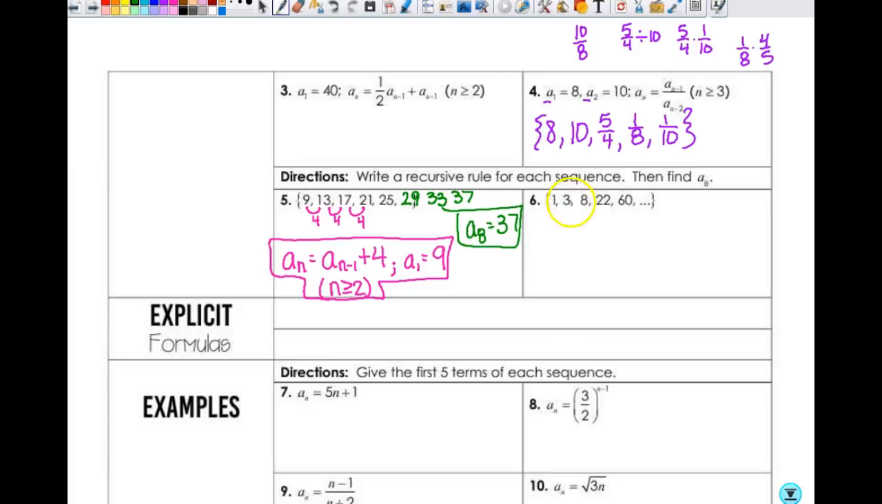Let's see. I add 2, then I add 5, then I add, I don't see that I'm adding anything necessarily that makes sense there, but if I add 1 plus 3, that's 4, it's not 8. And 3 plus 8 is 11, not 22. And 8 plus 22 is 30. But if you look at what's happening there, 1 plus 3 is 4, times 2 is 8. 3 plus 8 is 11, times 2 is 22. 8 plus 22 is 30, times 2 is 60.